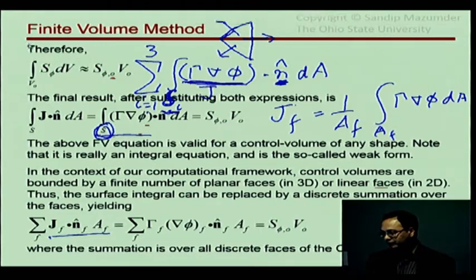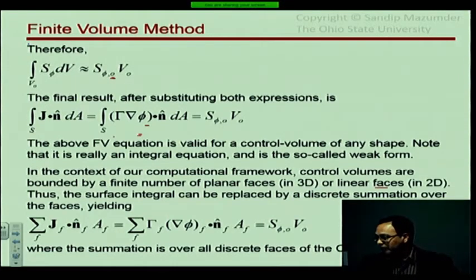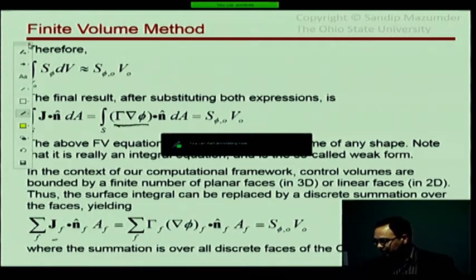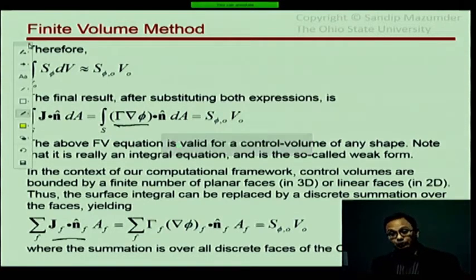rather than the local flux at the face. So what we have done in going from here to here is that we have again used the definition of the average, and again we are saying that the value evaluated at the face, by face we mean now face center, is the same as the average value of the flux. That's an approximation, just like we did for volume.